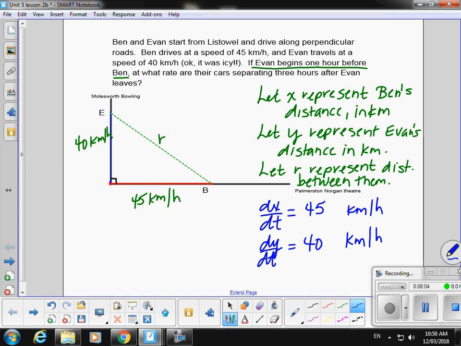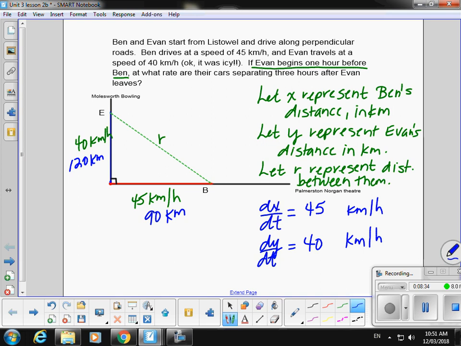Okay, so Evan begins 1 hour before Ben, and he has gone 3 hours. So if Evan has gone 3 hours, he has traveled 120 kilometers. So I know how far he has traveled. And Ben waited an hour, and then he drove for 2 hours, so he drove a total of 90 kilometers. So that could be helpful as well. All right, let's get started.